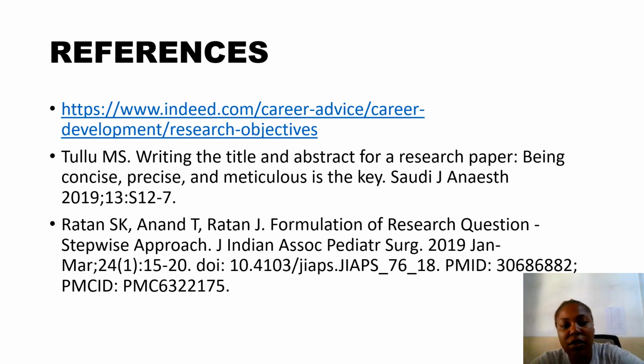So yeah, these are some of the references you can also go to and check. They have detailed information about how to write objectives. This one, writing the title and abstract of a research paper, being concise, precise, and meticulous is the key. They've written something about objectives. And then Ratan, formulation of a research question. Their paper is about how to formulate a research question, together with research objectives inside there. Then this Indeed career advice is also a research objective summarization. So you can check these.